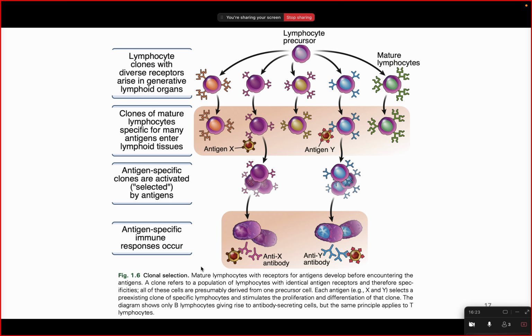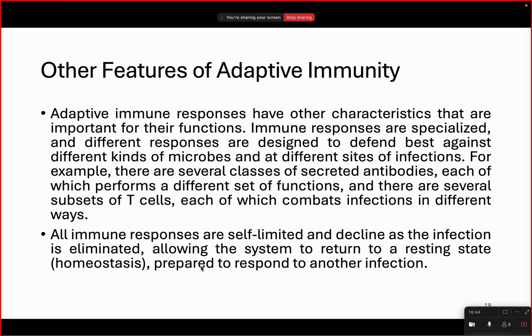Okay, then clonal selection comes into play. You know very well what clonal selection is, because at every single point you have n number of choices to make, so you have to be very selective to provide the specific nature of the adaptive immune response, and clonal selection is one such mechanism through which specificity is maintained. Other features include that adaptive immune responses have other important characteristics. Immune responses are specialized, different responses are designed to defend best against different kinds of microbes.